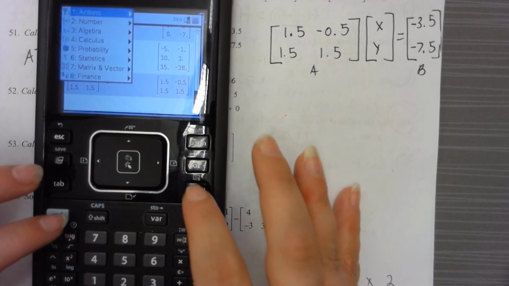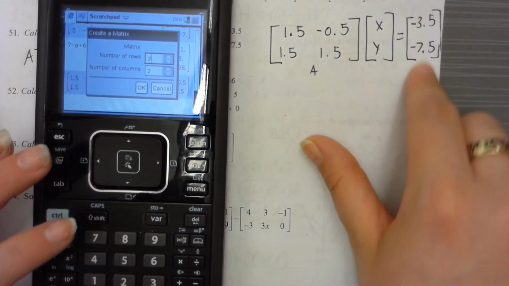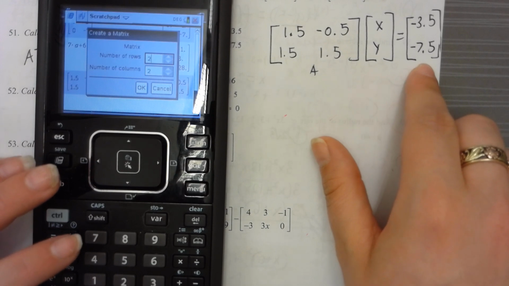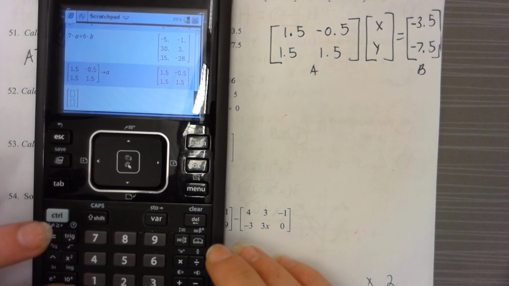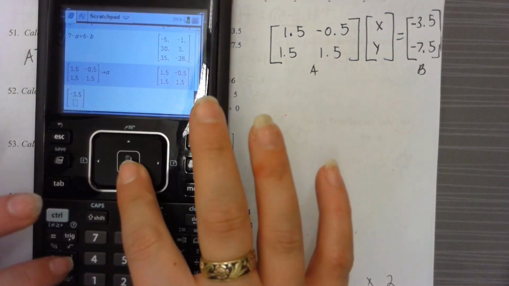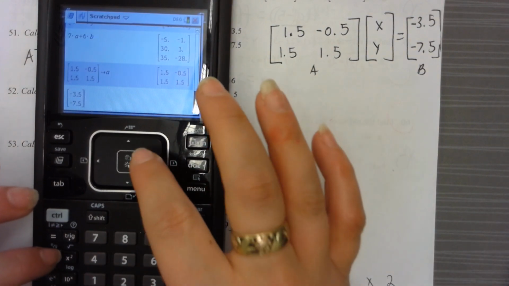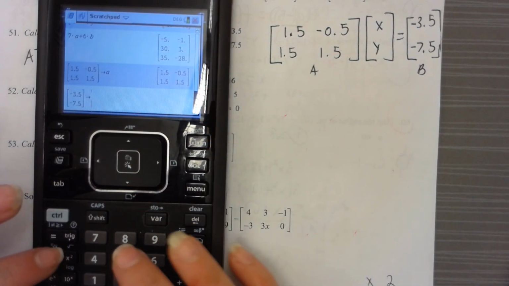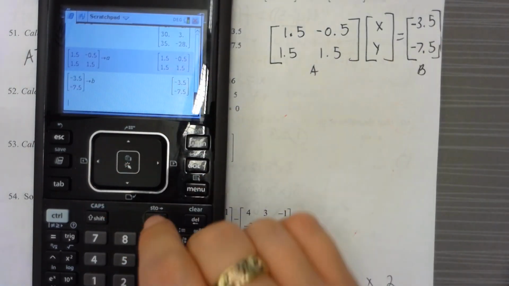And then I'm going to hit Menu, again, Matrix, Create Matrix. This time I'm doing just the answer matrix. So that one I need 2 rows, and I need just 1 column. And so that's negative 3.5 and negative 7.5, and I'm going to store that as B. Okay, and again, I do like to check my matrices before I go ahead and type it in.